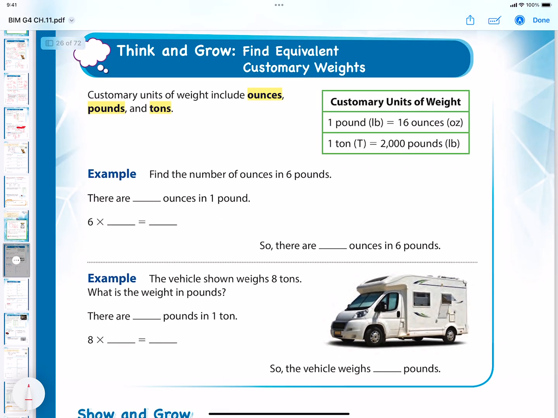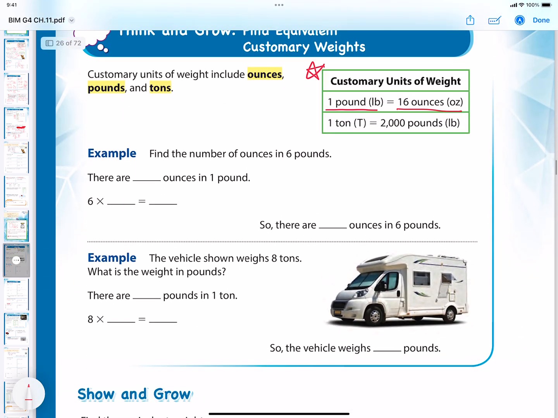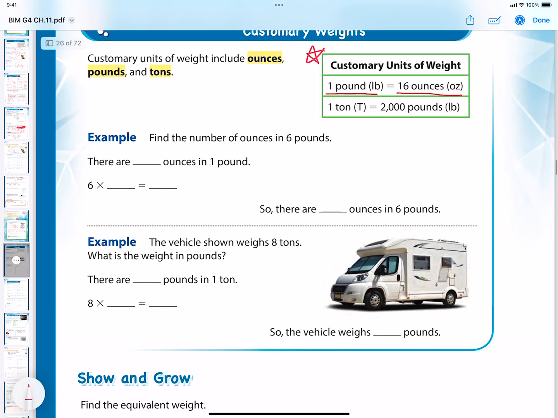Now, customary units of weight include ounces, pounds, and tons. So please remember this chart. 1 pound is equivalent to 16 ounces. And 1 ton is equal to 2,000 pounds.